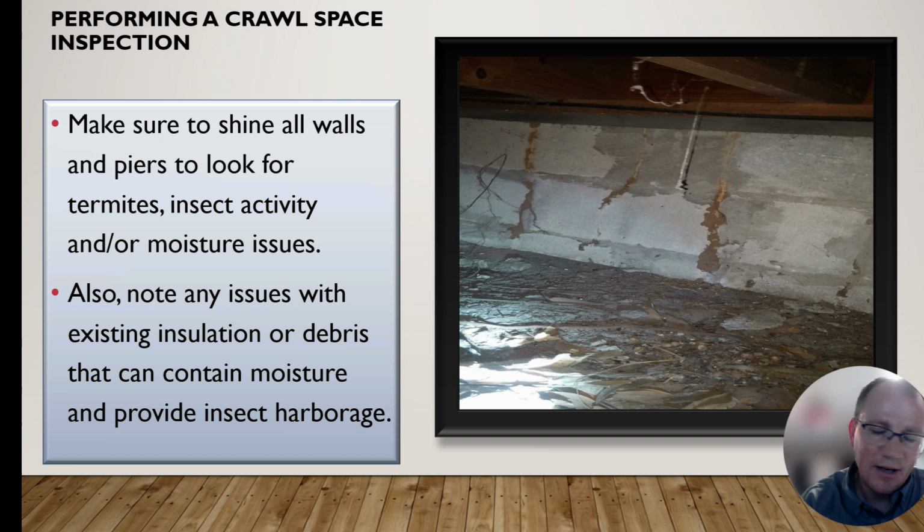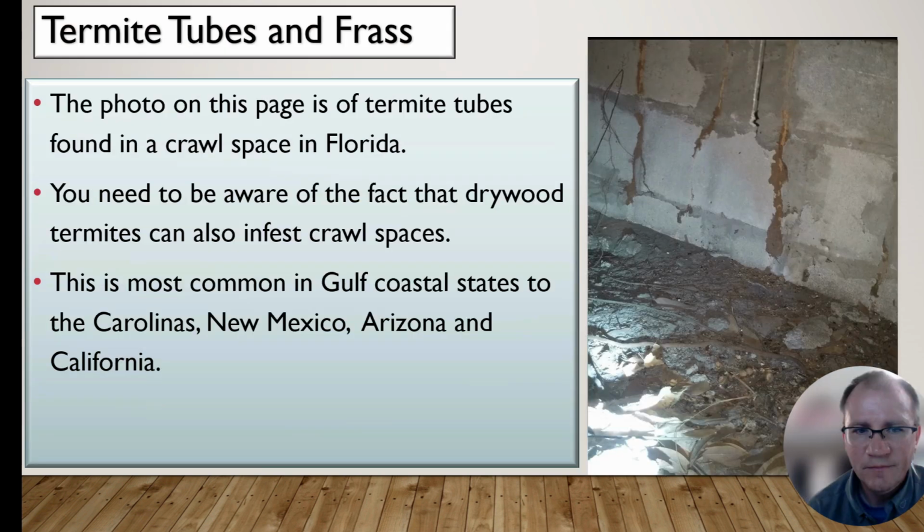Once again, you're going to need to be looking for things like the tubes. You're going to need to be looking for moisture. Obviously, as you go, you're going to see more and more things. Like in this particular crawl space, the vapor barrier was really broken down. So there's just a laundry list of issues you can come across, but make sure, again, you're shining all the walls and the piers, and make sure you're keeping a mental note or a notepad to write down your inspection findings when you're done.